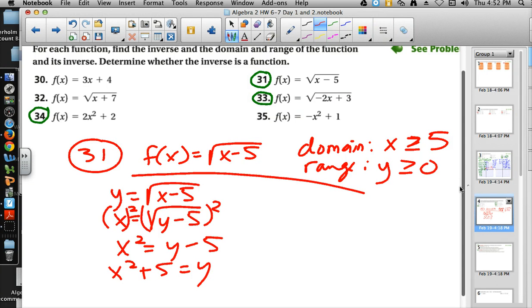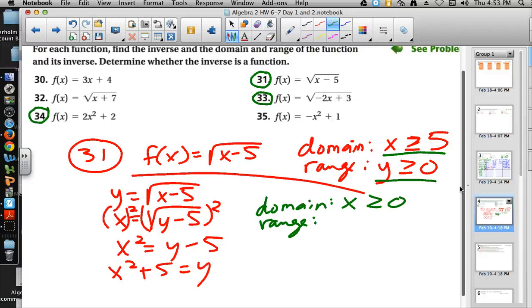So now the good news is, I don't really have to do any thinking at all about the domain and the range for my inverse function, because remember, inverse functions are all about reversing the x's and the y's. So I go up to the range, and I see that that was y is greater than or equal to 0, so I know my domain is going to be x is greater than or equal to 0. And I go to my domain in the first function and see x was greater than or equal to 5, so I know y is going to be greater than or equal to 5.